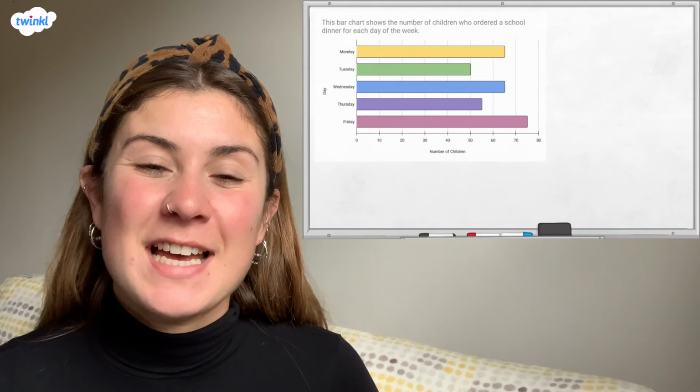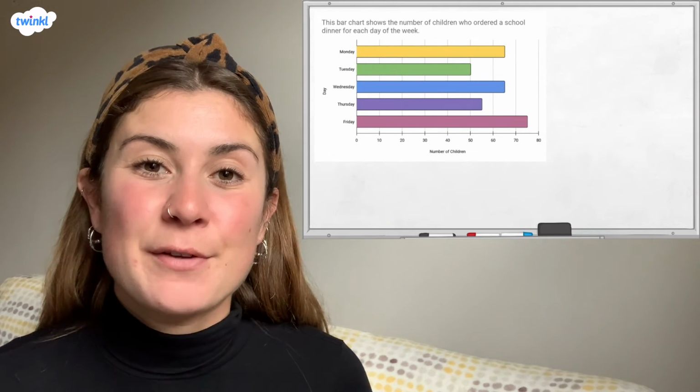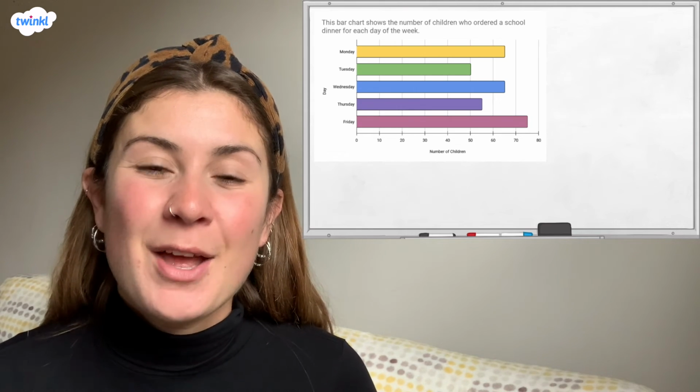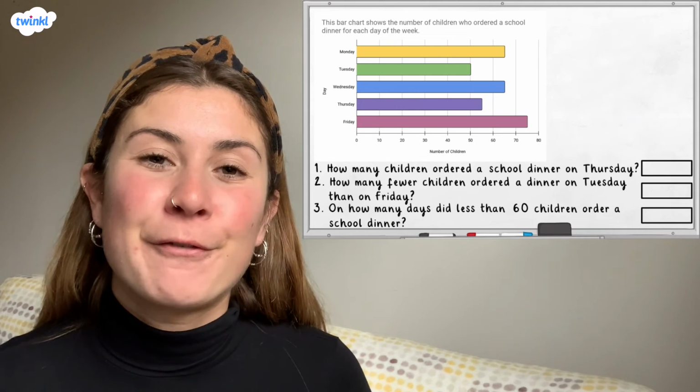Let's look at another bar chart. This bar chart has horizontal bars instead of vertical bars, but it works in exactly the same way. Pause here and see if you can answer the following questions about the bar chart.